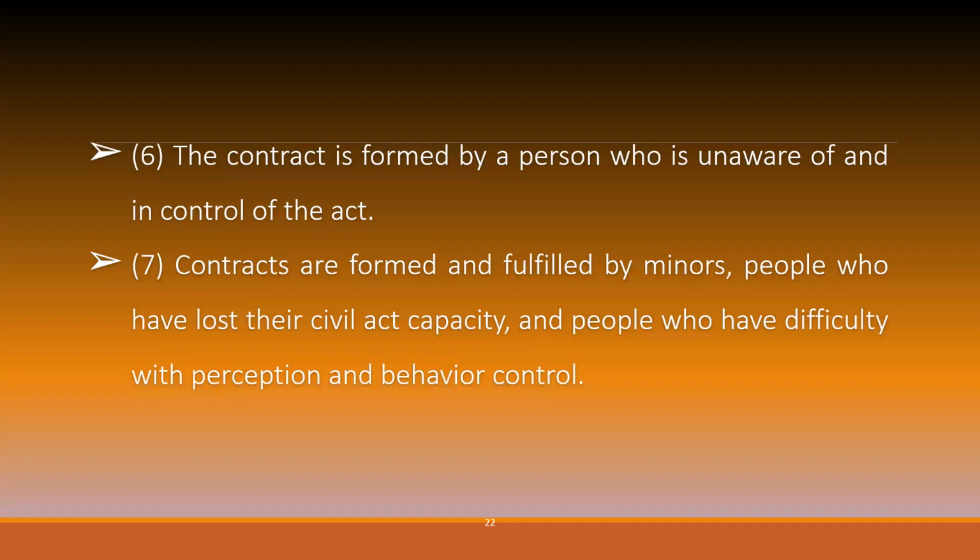A contract is formed by a person who is unaware of or unable to control the act. The contract is formed and fulfilled by a minor, people who have lost their civil act capacity, and people who have difficulty with perception and behavior control.